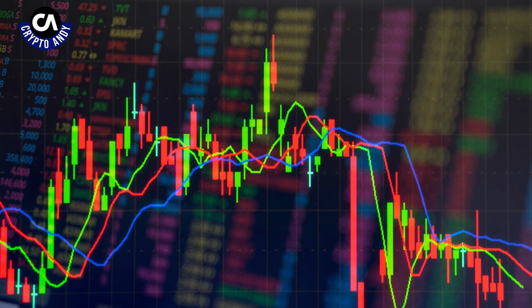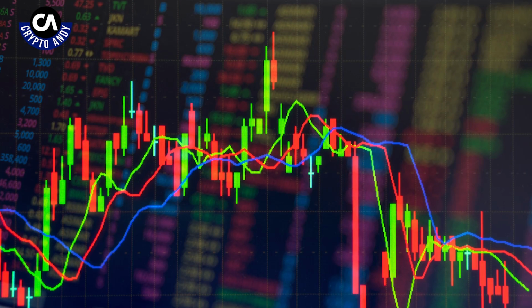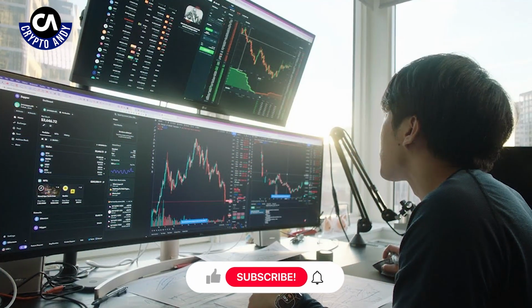Traders identify potential buying and selling opportunities. The goal of technical analysis is to help traders and investors make informed decisions based on the study of price patterns and market psychology.